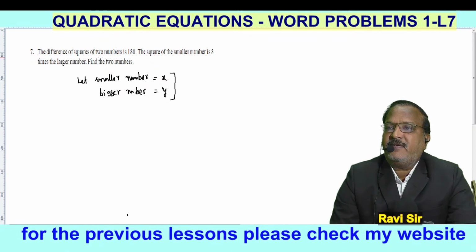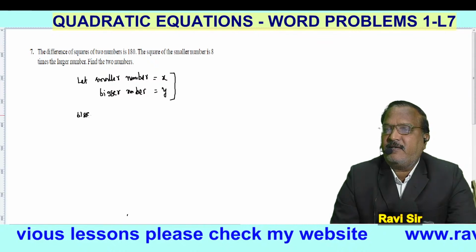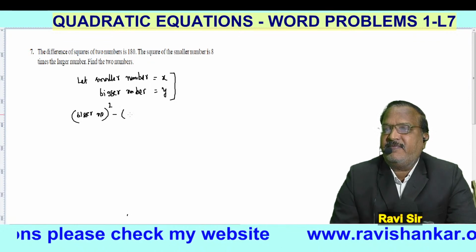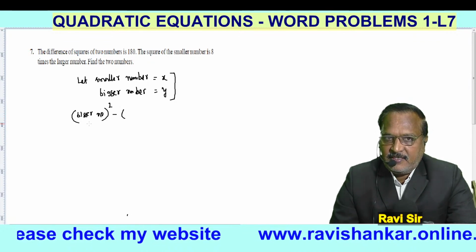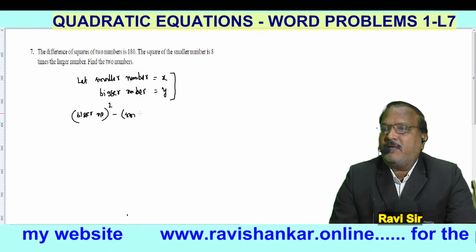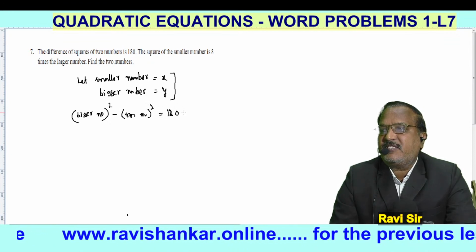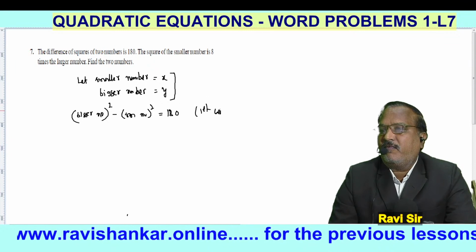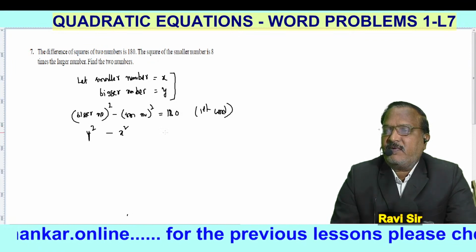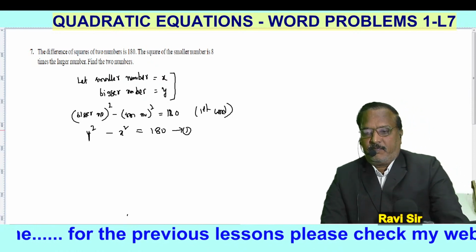So, difference of squares of two numbers. Always write the bigger number whole square minus the smaller number whole square, the bigger number first and the smaller number next, is equal to 180. This is the first condition. So y square minus x square is equal to 180. This is the first equation.